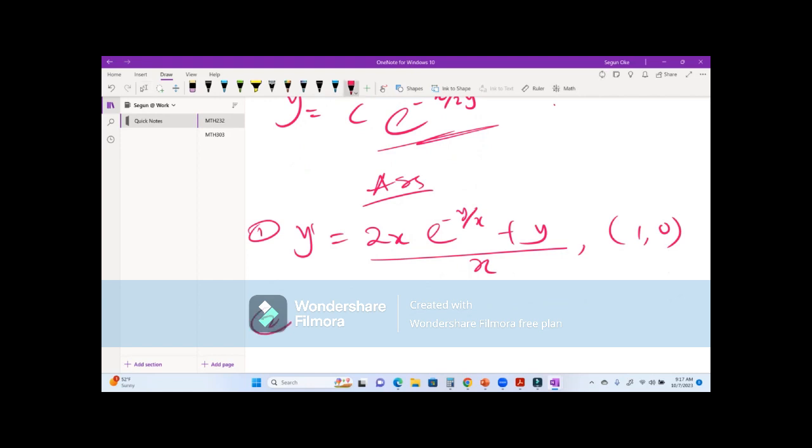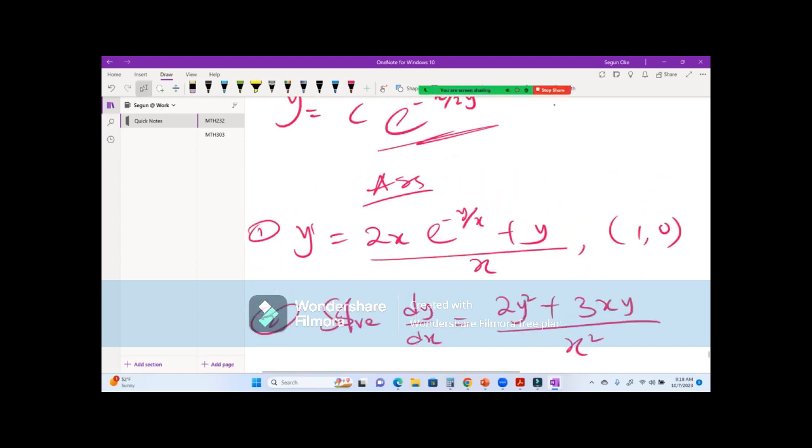Then number 2, I'll give you the second one. Solve dy/dx equals 2y squared plus 3xy over x squared. We'll solve something similar, so you can solve this too. Take your time and solve it. Then if you solve it, you can send it to my email. I will appreciate it. Just take your picture. You can send it to my WhatsApp, either of the two, anyone. Just make sure you solve it.